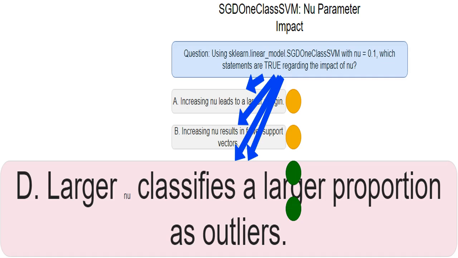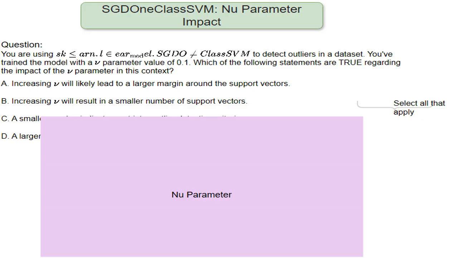Pretty cool, huh? With a larger new, you're telling the SGDOneClassSVM that you anticipate a significant portion of your data to be outliers. As a result, the model becomes more lenient in classifying data points as outliers. It's like using a wide net. You'll catch a much larger portion of fish, some of which might not be particularly unusual. Makes sense, right?